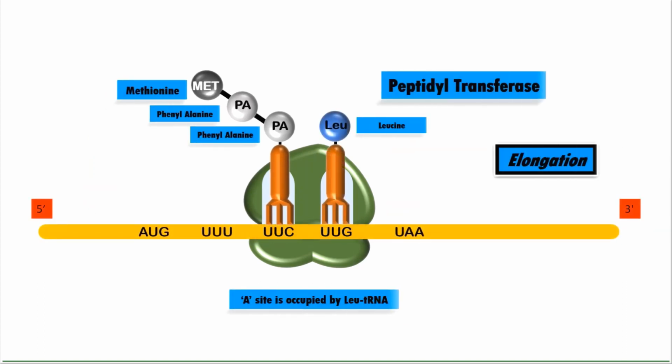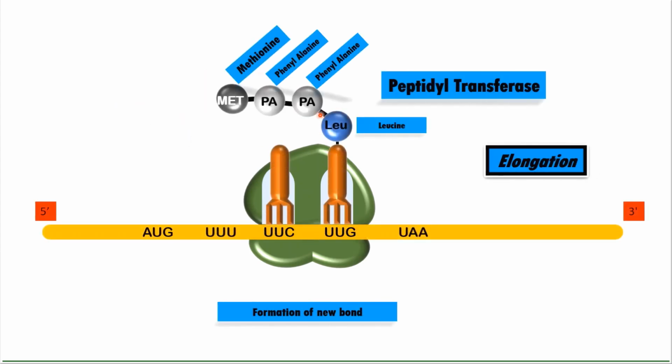So if you see here, the leucine tRNA has come to the A site. Now peptidyl transferase will break the bond between this tRNA and phenylalanine and it will add this phenylalanine to this leucine. And now this tRNA is free to go to the cytoplasm to bring the next amino acid and the ribosome will now move one codon ahead.